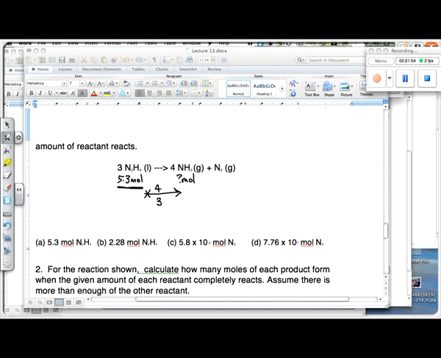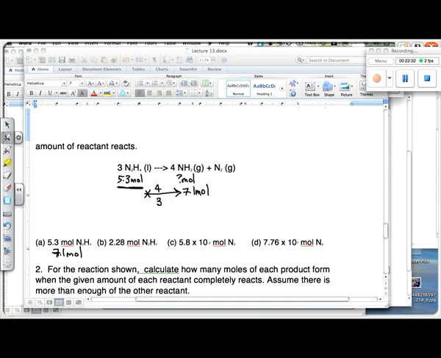All right, so probably already got yours already figured out. I wasn't ready. All right, so 5.3 times 4 divided by 3. Okay, so I get 7.07 as my, now I'm given 2 significant figures, so we're going to round that to 7.1 moles. Okay, so my very first answer is 7.1 moles of ammonia.